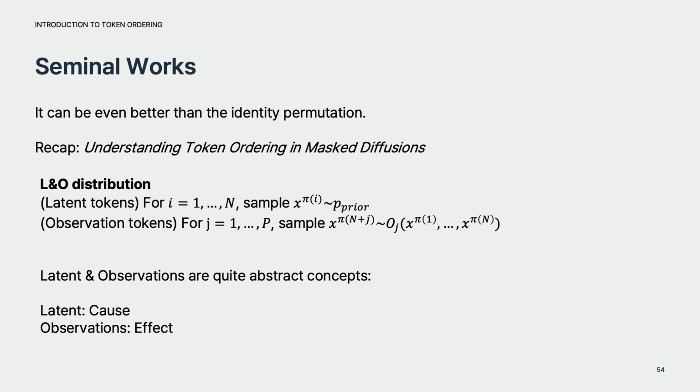Although this concept is abstract, we can think of examples. In coding, the function definition can be a latent token, and the content inside the function can be the observation tokens. In Sudoku, the critical numbers needed to solve the puzzle are latent tokens, while the other cells then become easy ones, known as observation tokens. Thus, of course, in such a sequence, cause tokens are positioned on the left and effect tokens on the right.